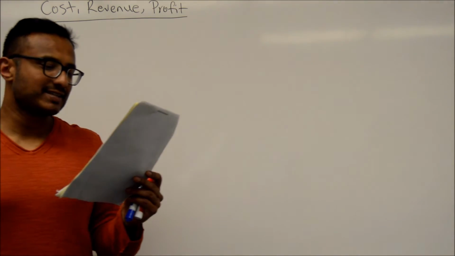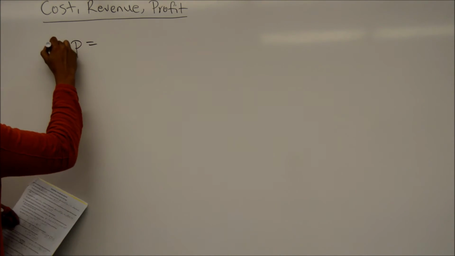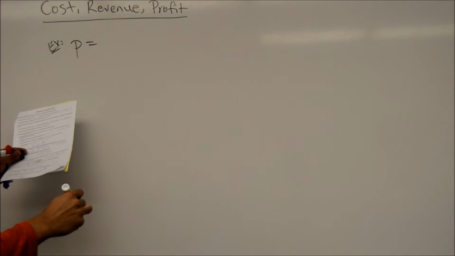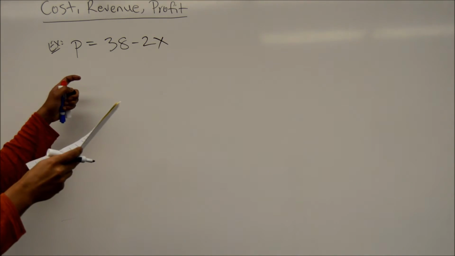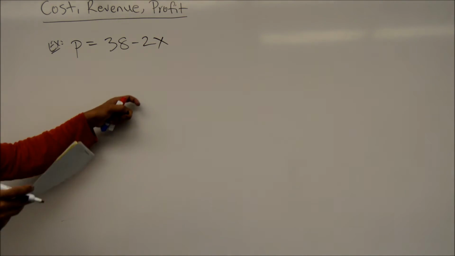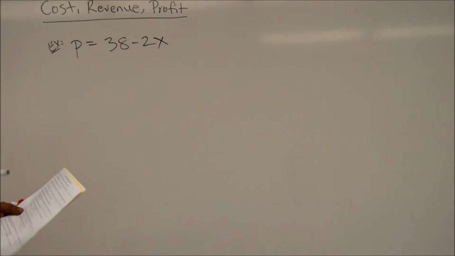Let's look at the next example. The next example states, the price-demand function of producing designer dog leashes is given by P equals 38 minus 2x, where P represents the price and X represents the units of dog leashes that are sold. So X is the number of dog leashes that we're selling.